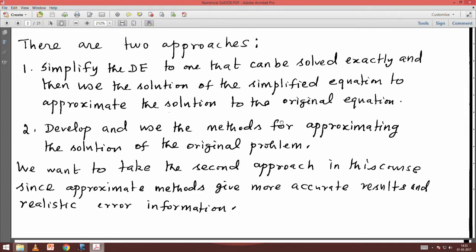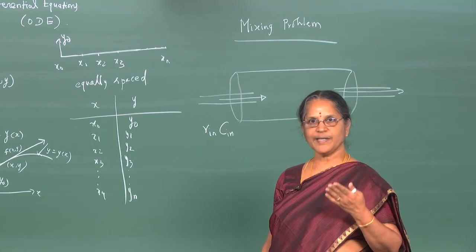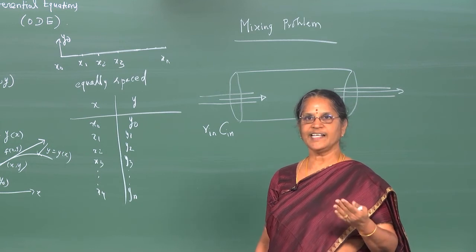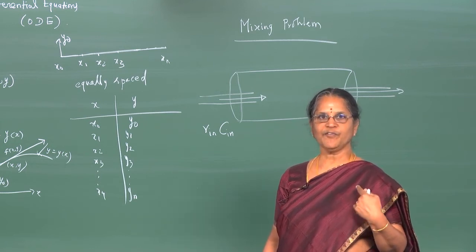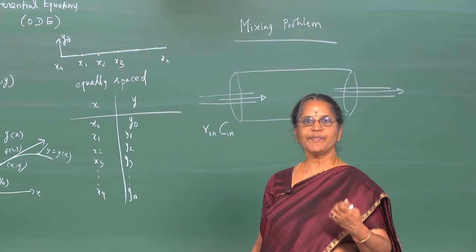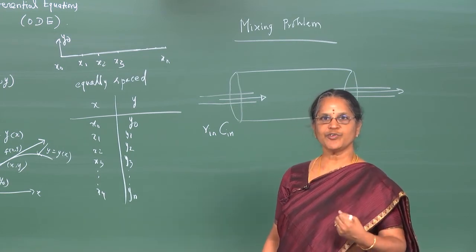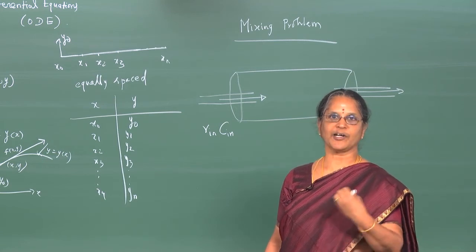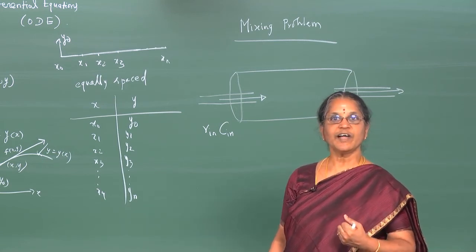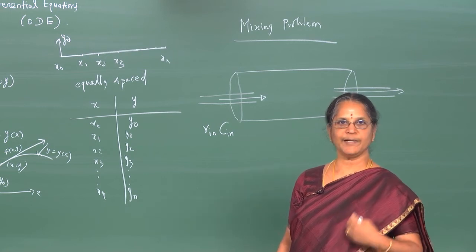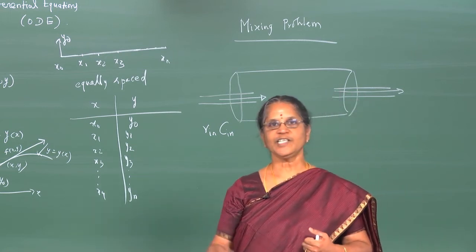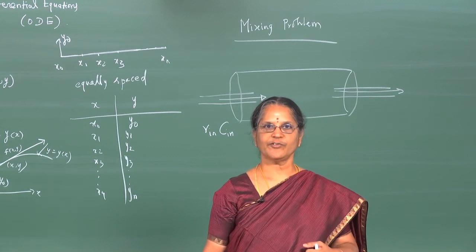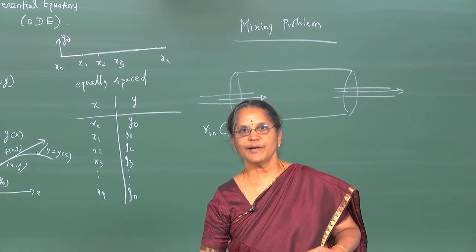Why are we very particular about the second approach? The reason is that it's going to be an approximate solution, that's one, and secondly it will be possible for us to specify some information about the error that is incurred in getting this approximate solution, which has been obtained through the numerical methods that we have developed. So, it is for this reason that we would like to approach through the second method.